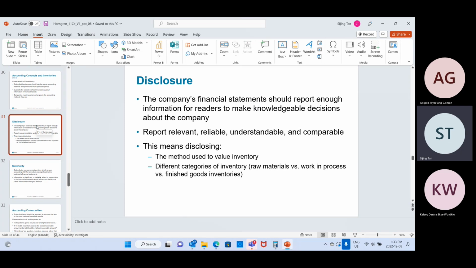Or if the company decides to use the periodic system, they have to indicate in their notes why they use the periodic system for the year. Okay. So this is what it shows in their slides. The method used to value inventory or different categories of inventory. Okay.